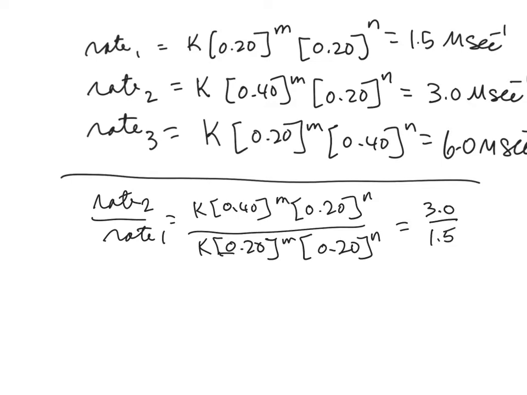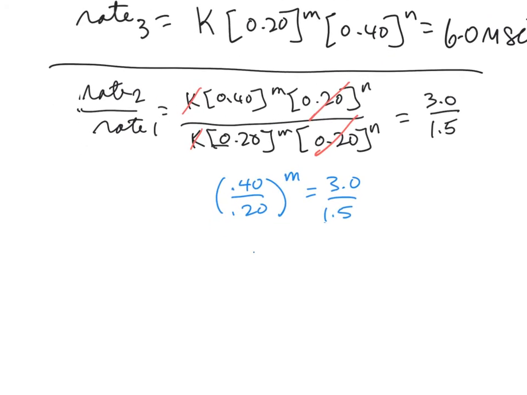The units are going to cancel there. Also, if you're comparing rates 2 and 1, remember the concentration of water stayed the same, so there's no difference, and if you take the ratio of those concentrations, that's going to be equal to 1. Also, the rate constants cancel here, and then you end up with 0.40 divided by 0.20 raised to the power m is 3 divided by 1.5, and so you have 2 to the power m is 2, and m equals 1, which is exactly what we got before.